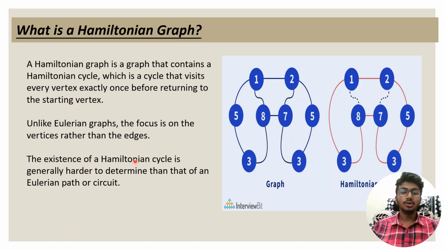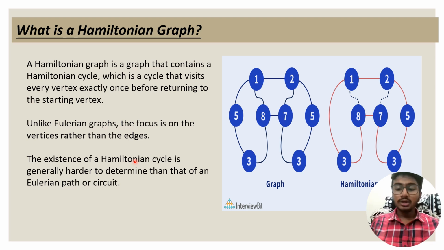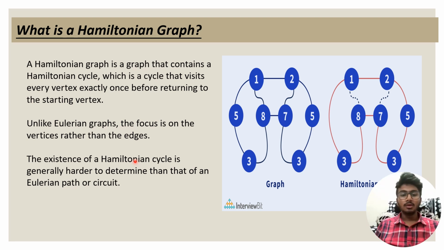Now coming to the Hamiltonian graph. A Hamiltonian graph is a graph that contains a Hamiltonian cycle, which is a cycle that visits every vertex exactly once before returning to the starting vertex. The point to be noted here is that it should return to the starting vertex, but before that, each vertex should be visited exactly once.